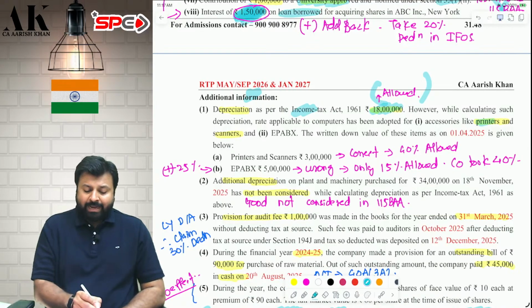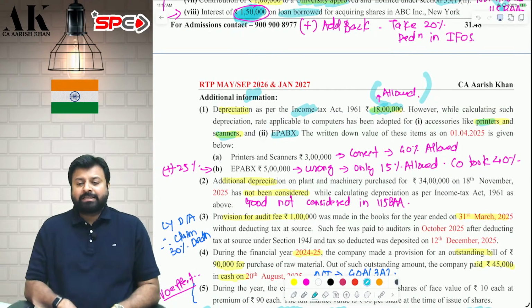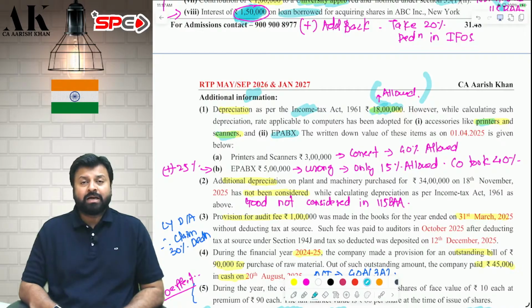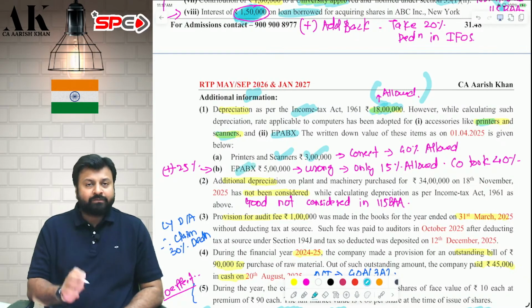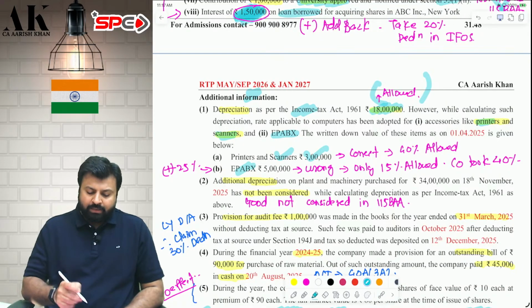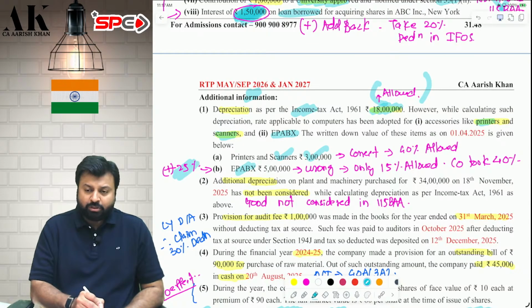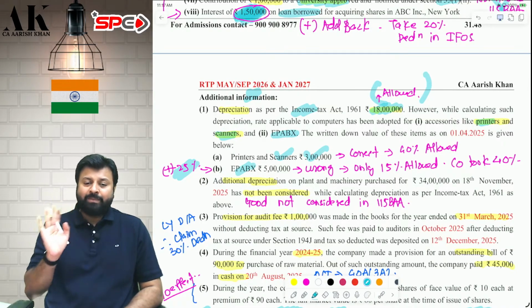Now, on printer and scanner and EPABX, they have claimed 40% depreciation. Whether printer and scanner are eligible for 40% depreciation, the answer is yes. Printer and scanner are considered to be peripherals of computer. Computer and its peripherals both are subject to 40% depreciation. Therefore, printer and scanner 40% is okay, but EPABX 40% is not okay. On EPABX, only 15% depreciation is allowed. Therefore, you have to add back 25% depreciation over here and disallow 25% depreciation.